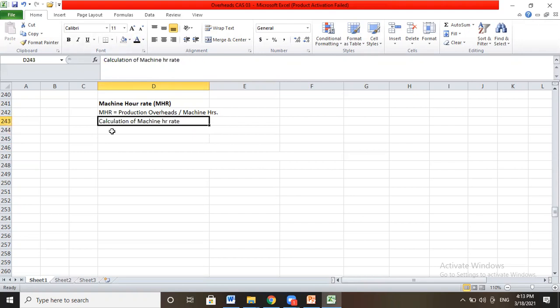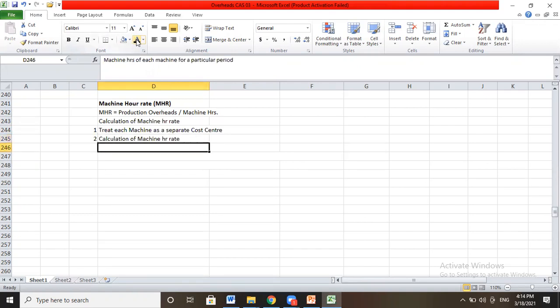Now, in the calculation of machine hour rate, each machine is treated as a separate cost center. We need to understand this concept that each machine should be considered a separate cost center. So if there are a number of machines in an organization, we should calculate them separately. Then for each machine hour rate, we need the number of machine hours used, how many hours that machine has been run for a particular period.